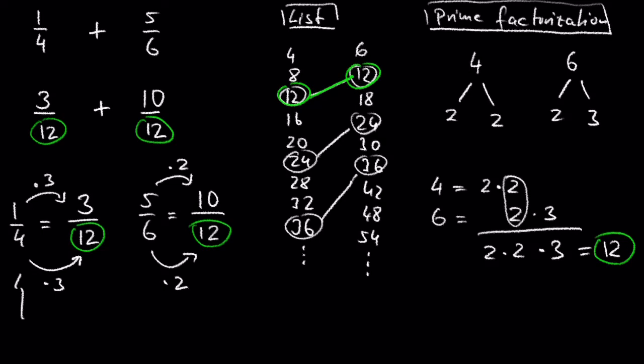These fractions may look different. Also this. But they have the same value. We now have the same denominators. You can also write these two fractions as 3 plus 10 over 12. Adding shouldn't be a problem.